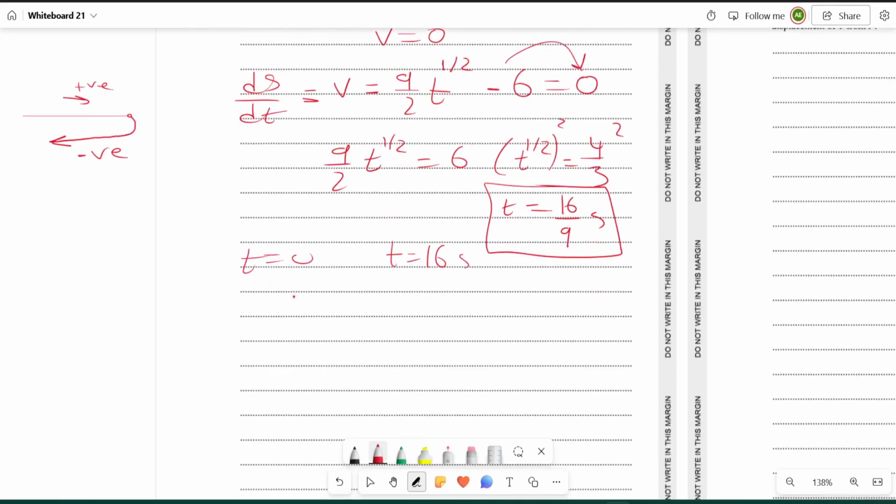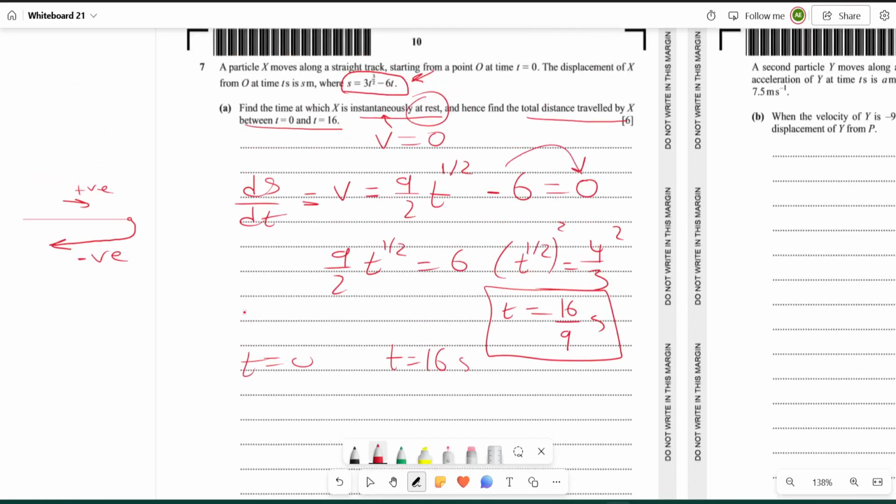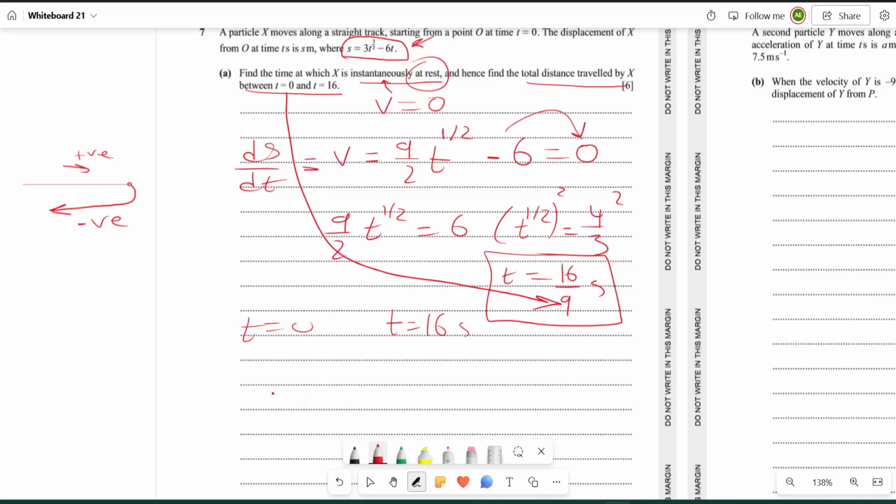So what you can do is get the total displacement from 0 up to this time, when we were moving in one direction, okay? Get the absolute value of that displacement, that's going to give you the distance, and then get the distance from 16 over 9 until 16, and then add both distances together. This is what we are going to do.